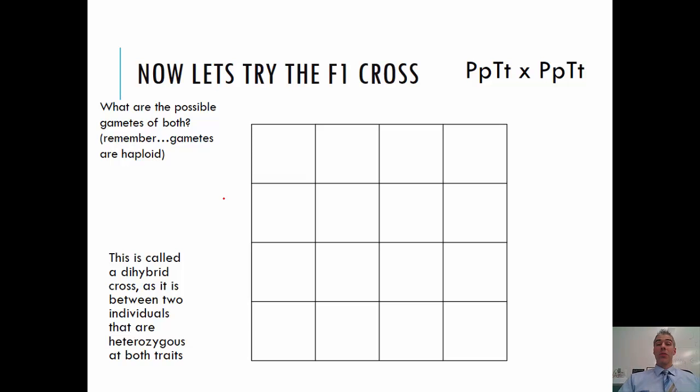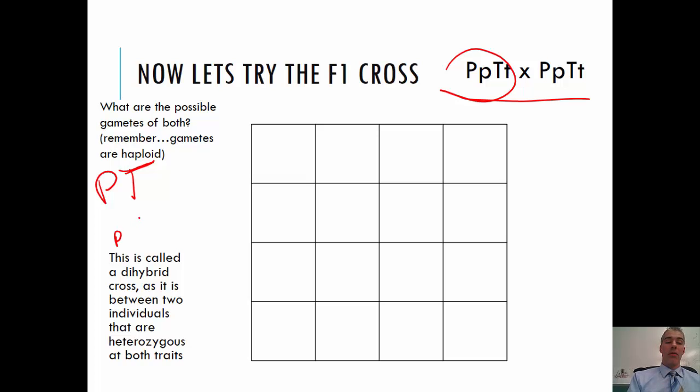So now, what are the possible gametes we can get from these guys? Let's just look at the first individual right here. Well, we can get a big P, big T gamete, or a little p, big T, or a big P, little t, or a little p, little t. So we have 4 possible gametes.